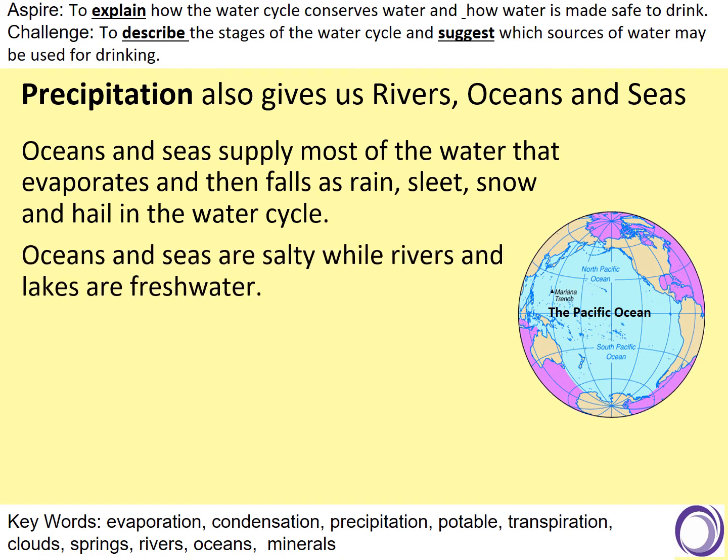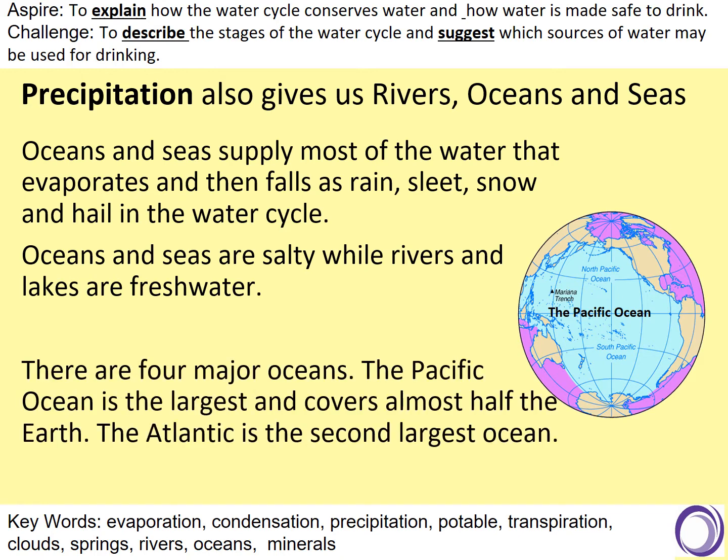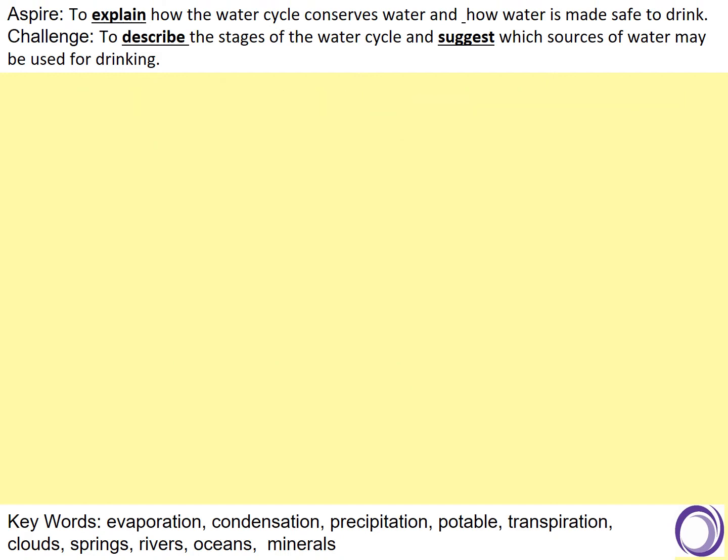Oceans and seas are salty, whilst rivers and lakes are fresh water. And we need to remember that when we're looking at getting potable water in a later stage in our lesson. And just as a reminder, there are 4 major oceans which actually cover a huge part of the earth. The Pacific Ocean on its own covers almost half of the earth. And actually a massive percentage of our planet is covered with oceans.